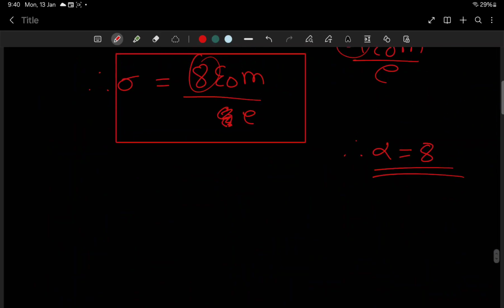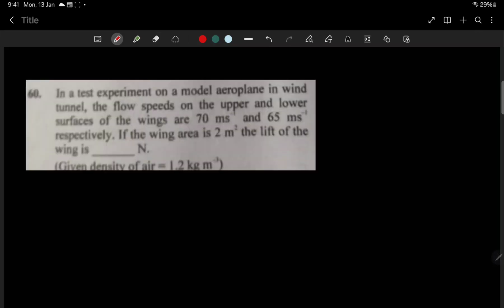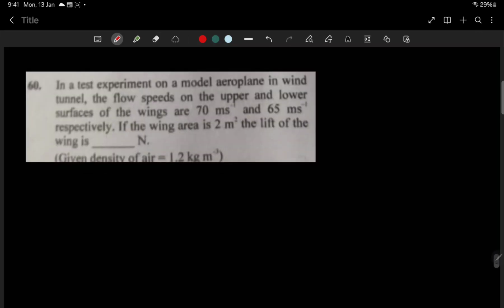Yes. Now the next question. In a test experiment on a model aeroplane in wind tunnel, the following speeds on the upper and lower surface of the wing, 70 meter per second, 65 meter per second, is noted. If the wing area is 2 meter square, the lift of the wing is, formula is lift of the wing equal to half into rho into v2 square minus v1 square into the total area.